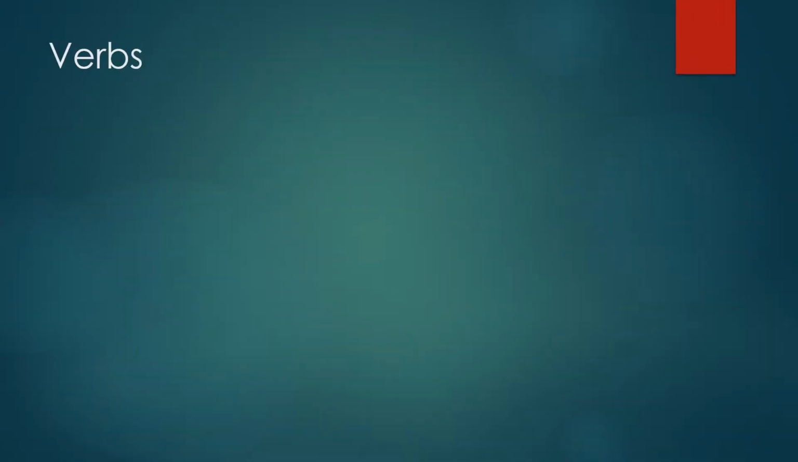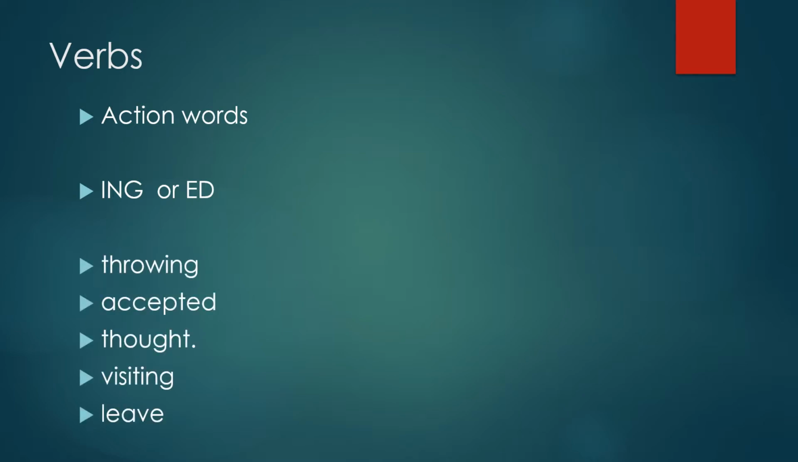Next up are verbs. These are most recognised as action words. In terms of how to spot them, you will find it easy if you're looking for words that end in ing or ed. So some examples of verbs are throwing, accepted, thought, visiting, and leave. There is a myriad of verbs out there, and some of them more ambitious and interesting than others.